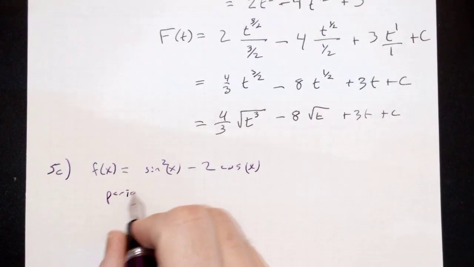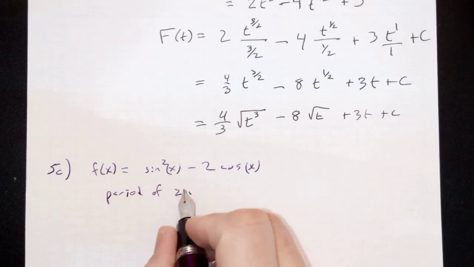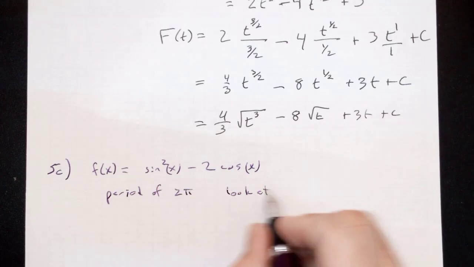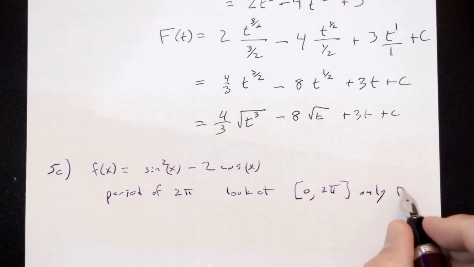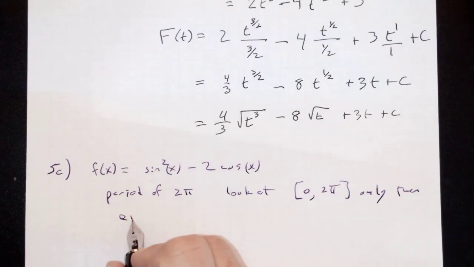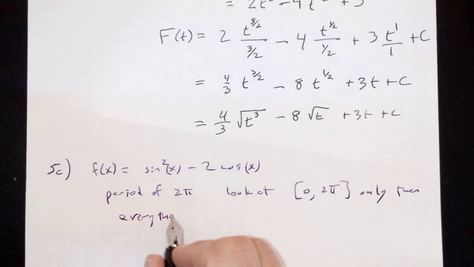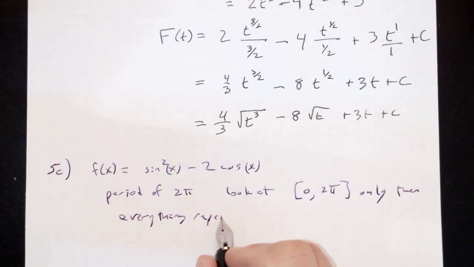Period of 2 pi. Look at 0 to 2 pi only, then everything repeats. So I really only care what's happening from 0 to 2 pi. And if I know what's going on in there, I can deal with everything else after that.